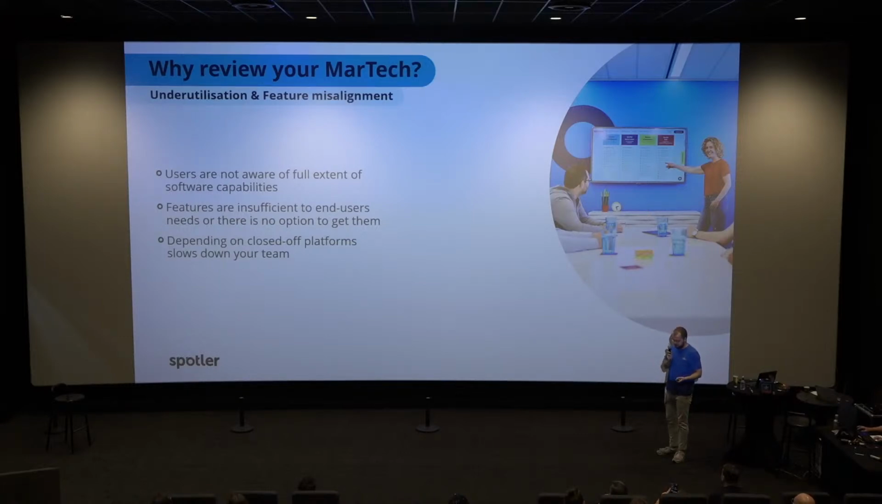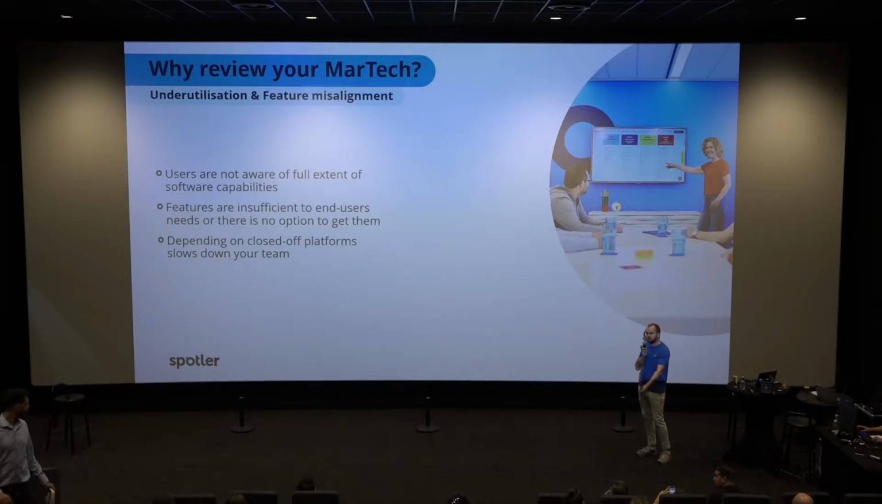And also, if you have all-in-one platforms, I think we've all seen the rise and demise of all-in-one platforms. The features are either insufficient, not up to par, and you're being dependent on a platform that is closed off. You cannot build upon it.